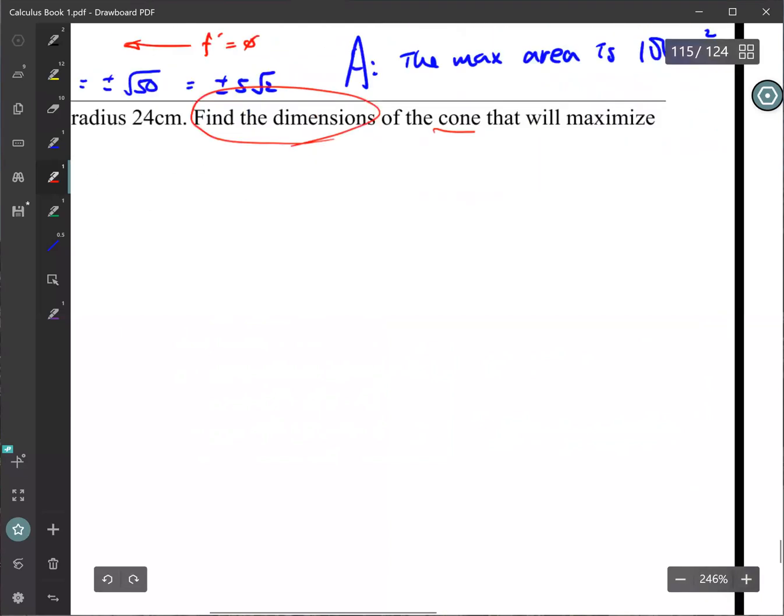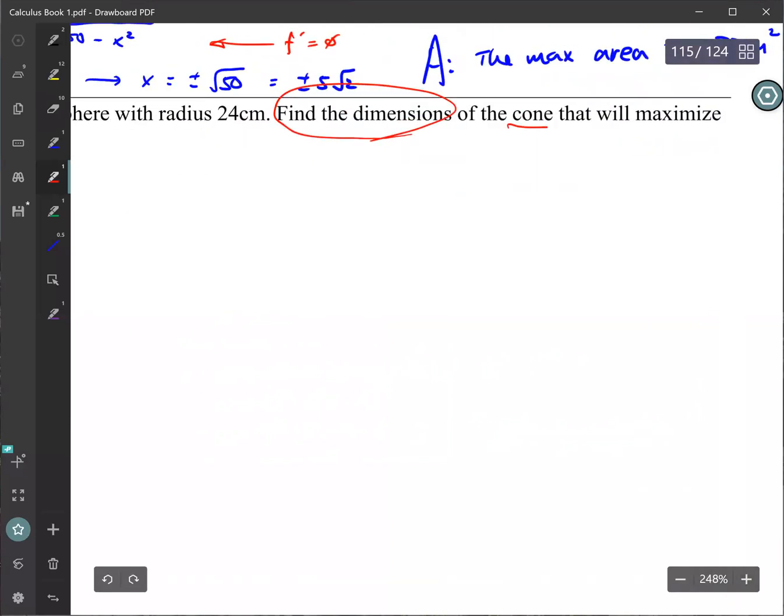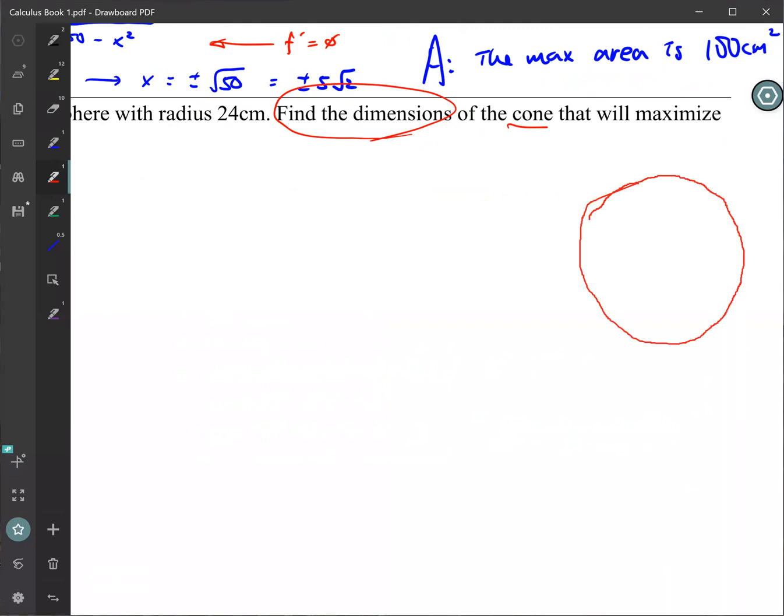Wait, Jason, I'm a little confused. For the height of the cone, can it reach the max or no? Yeah, because you want to make the cone as big as possible, right? So it has to reach the ball.